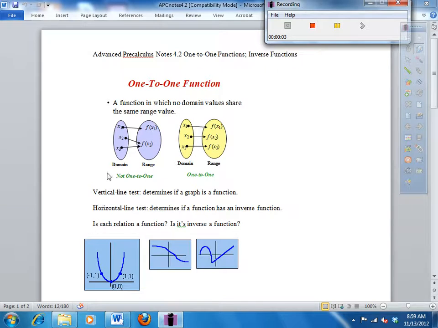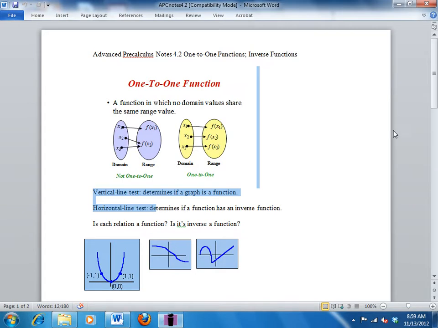Okay? So in order for a function to have an inverse, which is what we're talking about, it must be one-to-one. So it has to look like this. It must pass both the horizontal line test and the vertical line test. Remember the vertical line test? You don't? No. You guys don't remember the vertical line test?